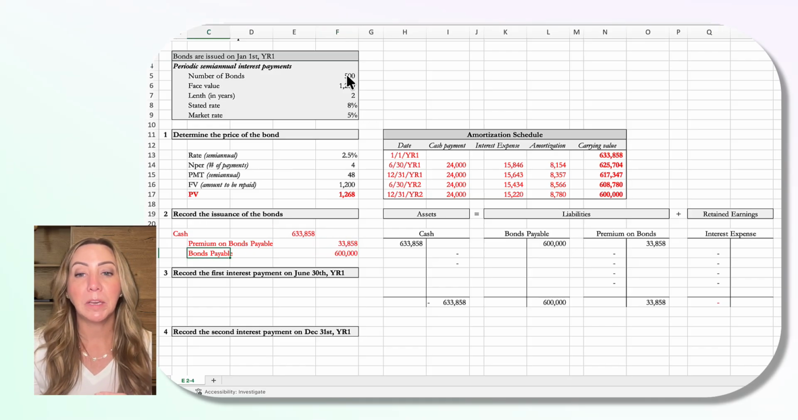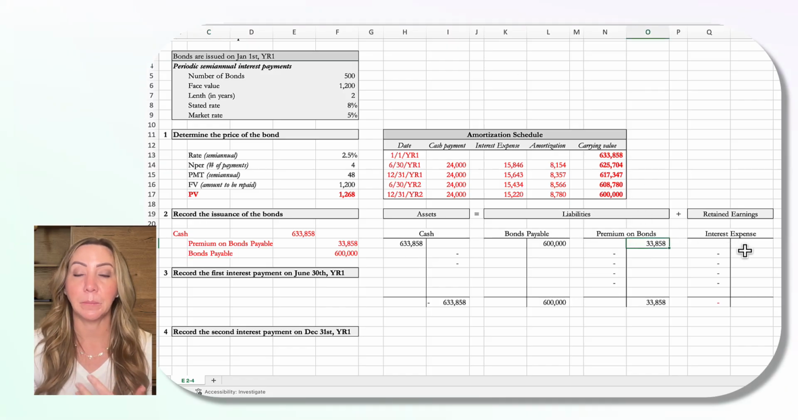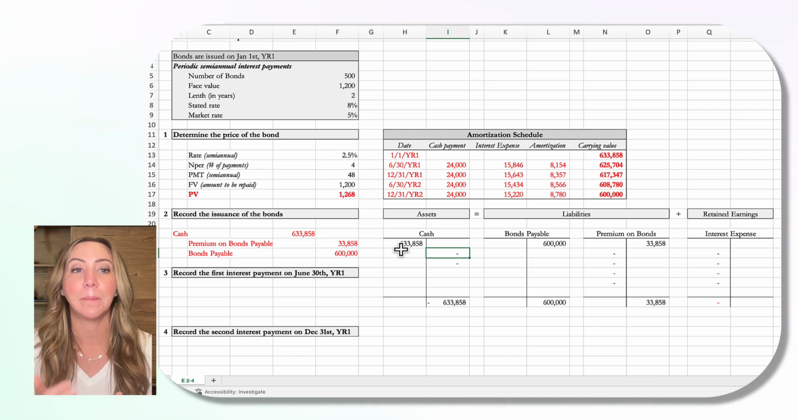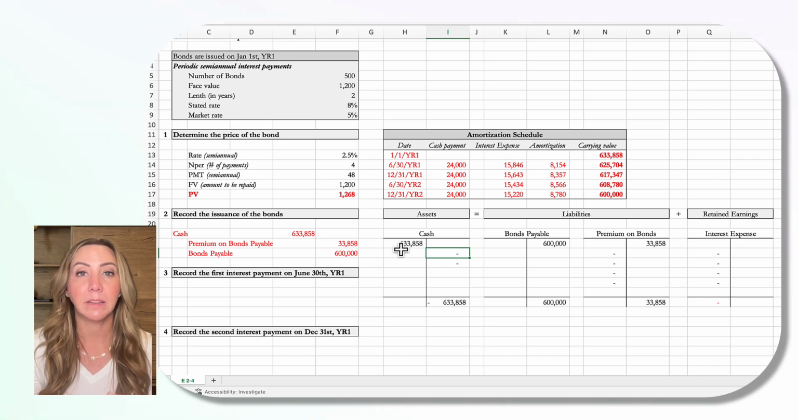$33,858 becomes our premium on bonds payable. And what that represents is a placeholder to offset our interest expense. Because if I would normally be issuing a bond at par or face value, I would debit interest expense and I would credit cash for every single payment that I made and they would match. But in our case, it's not going to match. I want to debit interest expense for the effective rate, the market rate of 5%. And I have to credit cash with the interest payment for these 500 bonds that's based on the stated rate.